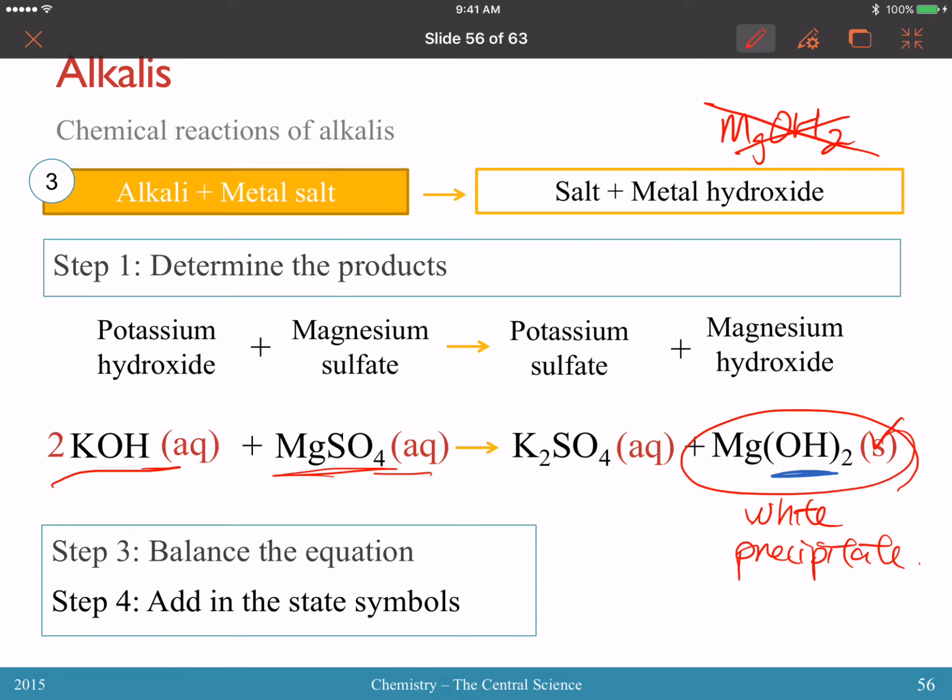Okay, so that's why this third reaction is also known as a precipitation reaction. This is because most metal hydroxides are insoluble. So when this metal hydroxide is also a soluble salt, then you will not see anything happening. Okay?